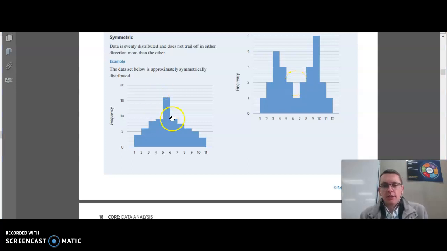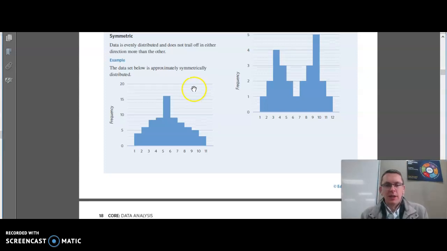Now, with histograms you can explain other shapes, like you could explain U-shape or uniform distribution. However, I really don't see those. I more see positively, negatively skewed, or approximately symmetrical, which is what you'll really get in your exam and your SACs.